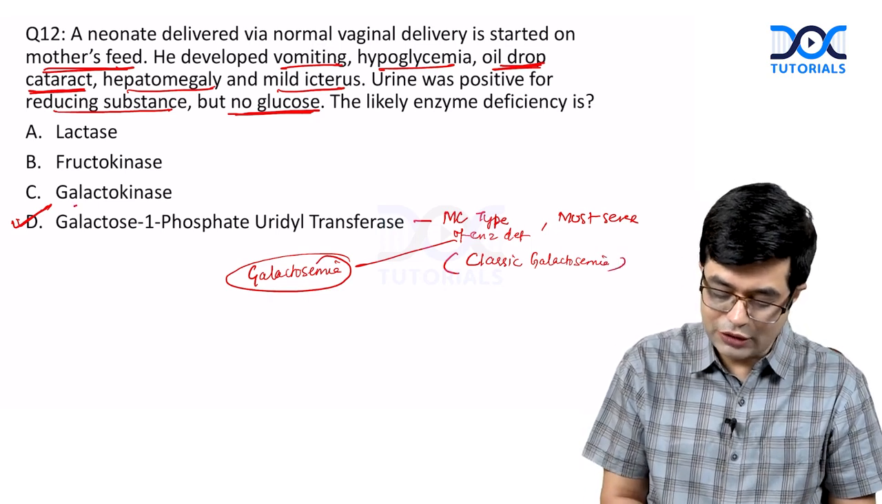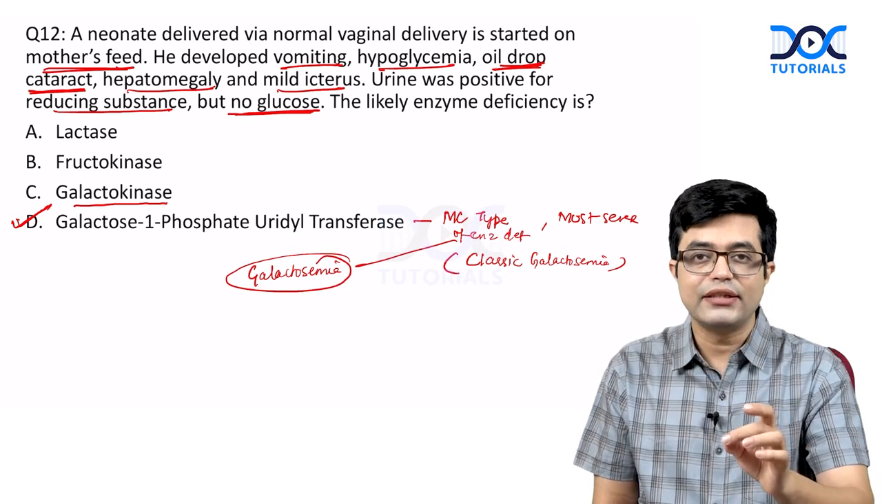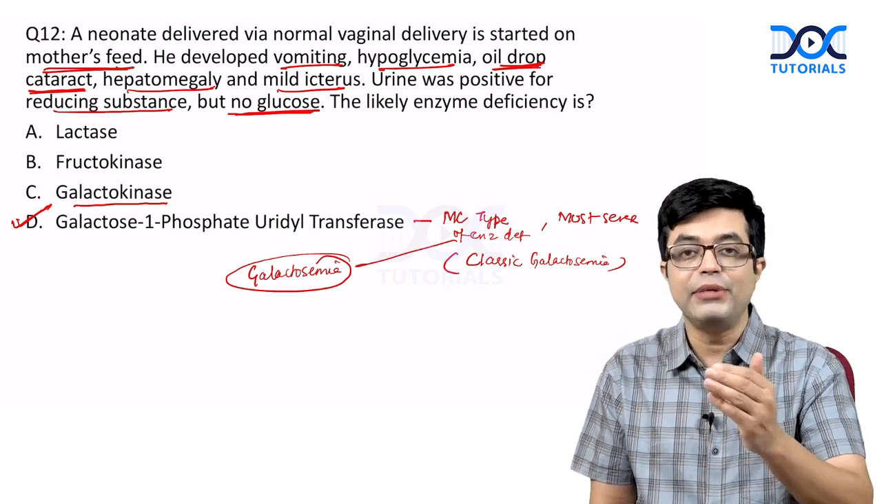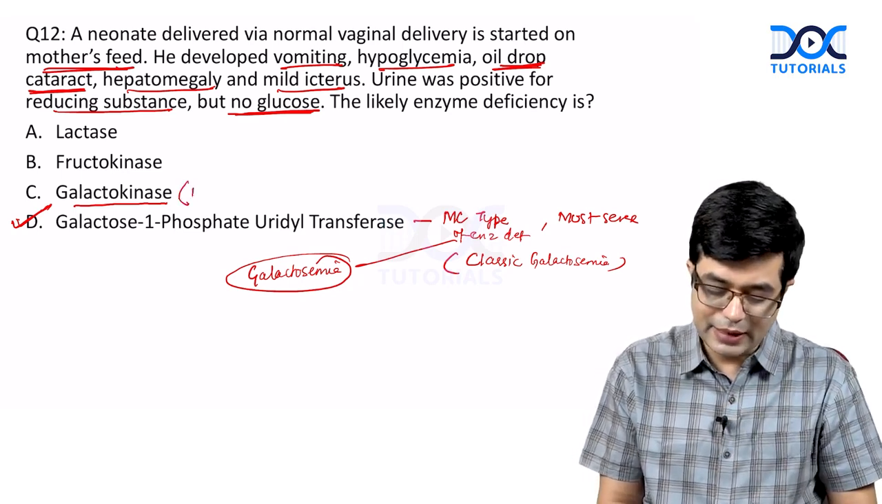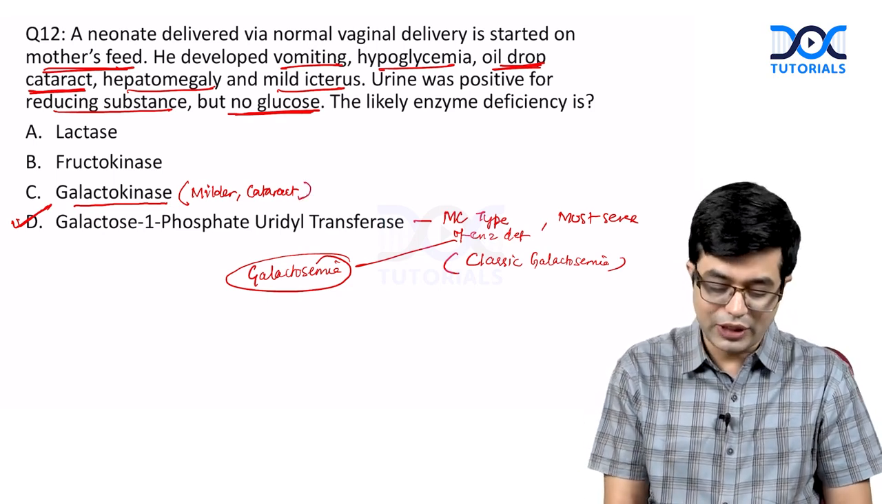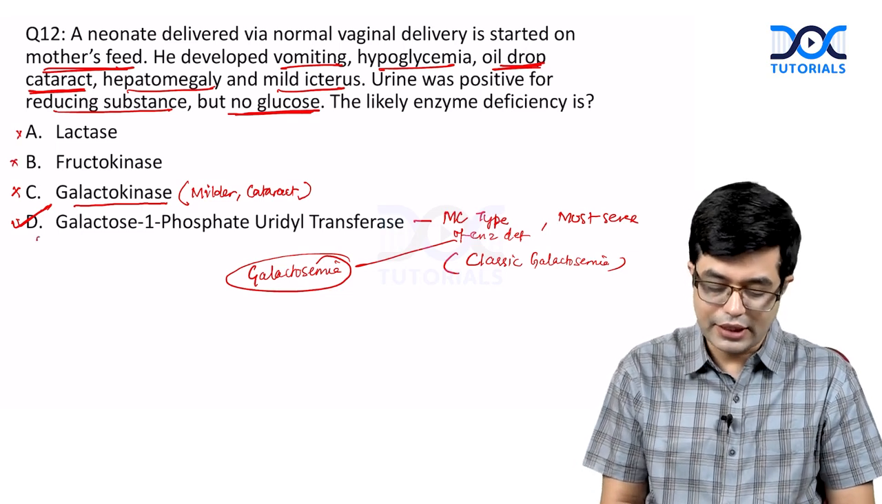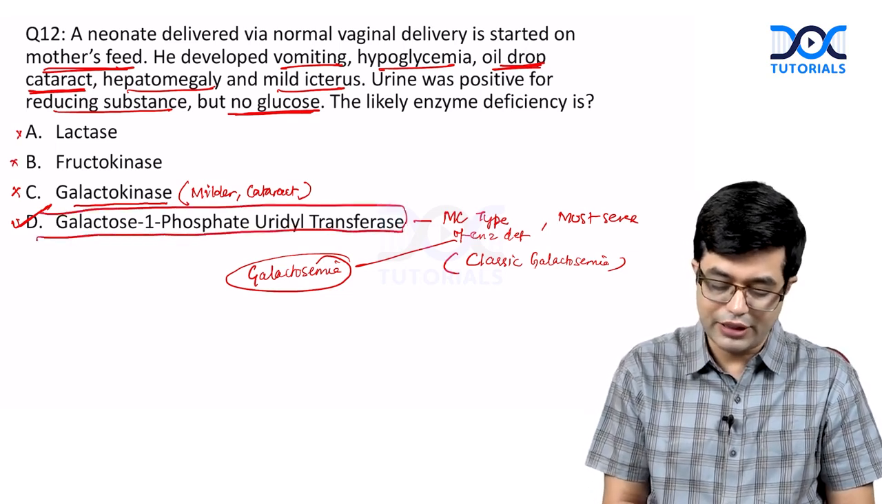In patients with galactokinase deficiency, hepatomegaly, jaundice, and acute presentation will be rare. Galactokinase deficiency is a milder illness, and cataract is common, but other features are usually missing, so galactokinase is not the answer. Other remaining ones are definitely not the answer. Answer here is galactose 1-phosphate uridyl transferase.